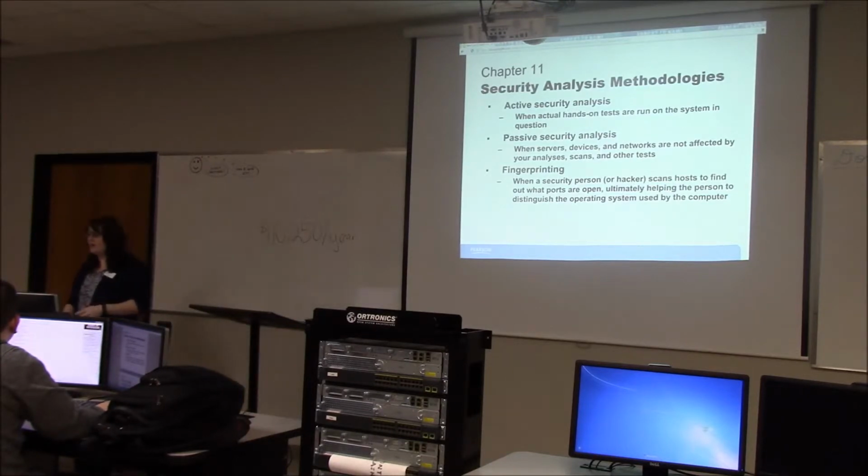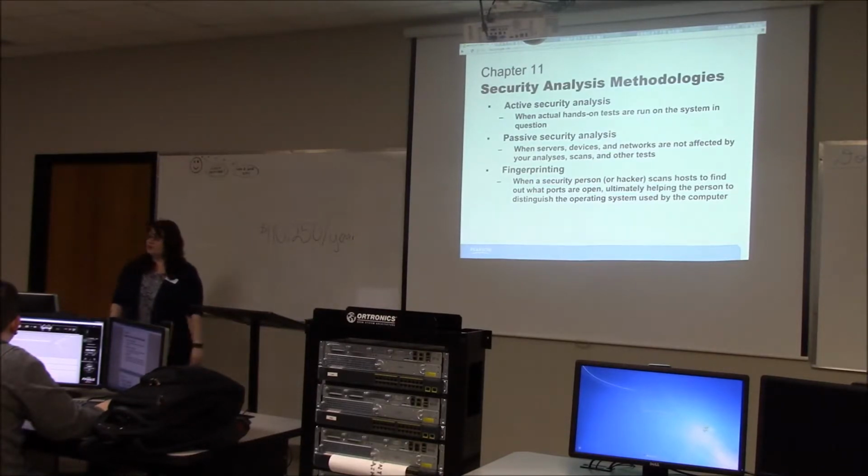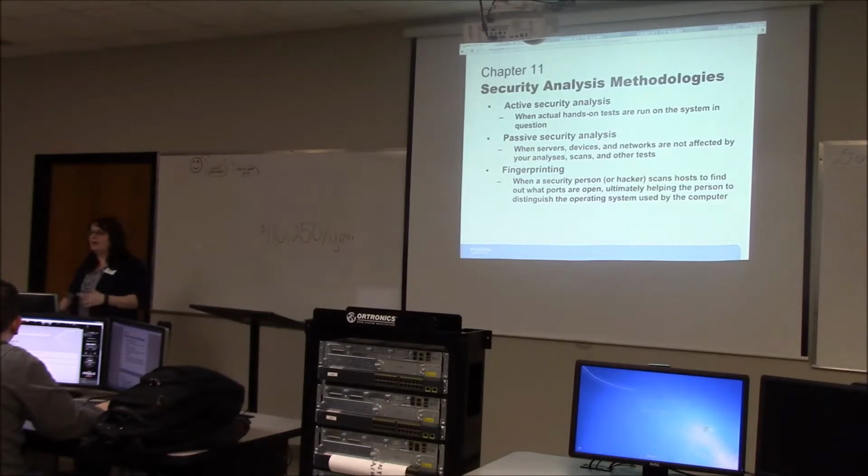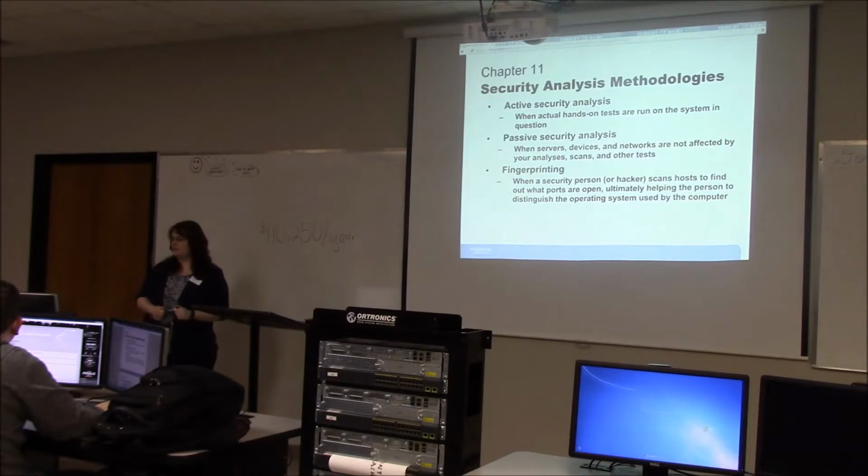So if the network needs to be up 100% of the time, because you lose money if it's not, active testing is probably not something you're going to want to do, unless you go completely down for maintenance once a month and do your testing during that point. When you're trying to scan the network and things like that, it's taking up a whole bunch of bandwidth and speed, and it might be inconveniencing the people that are using the network. So those are some things to think about.